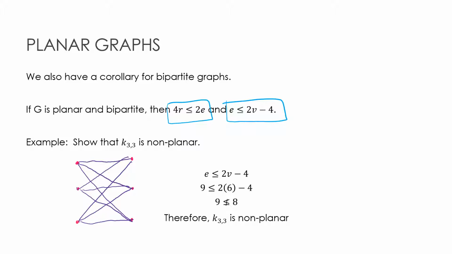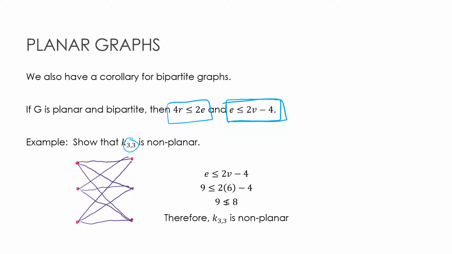So again, using e is less than or equal to 2v minus 4. The number of edges would be 9. 3 times 3, which is 9. And the number of vertices would be 6, because 3 plus 3 is 6. And 2 times 6 is 12, minus 4 is 8. 8 is not greater than or equal to 9, therefore K33 is not planar.